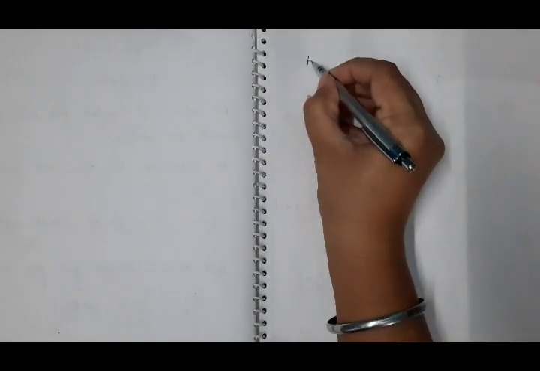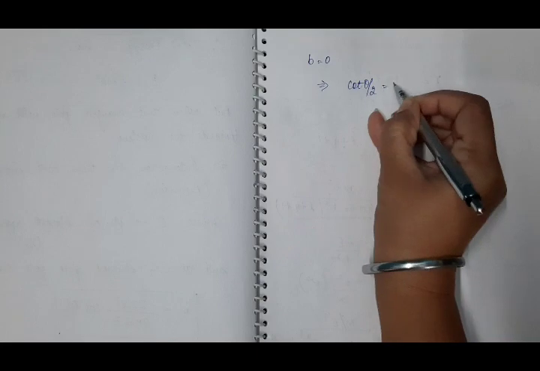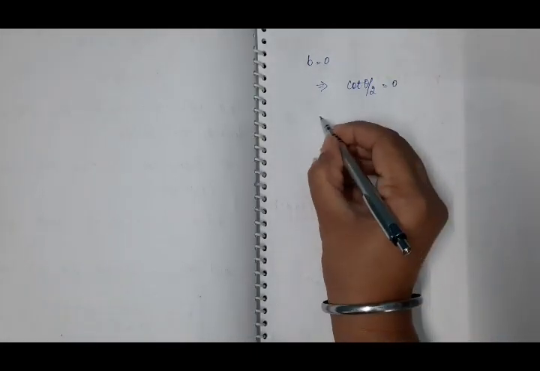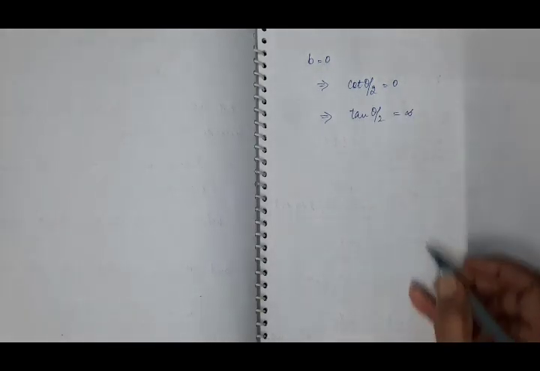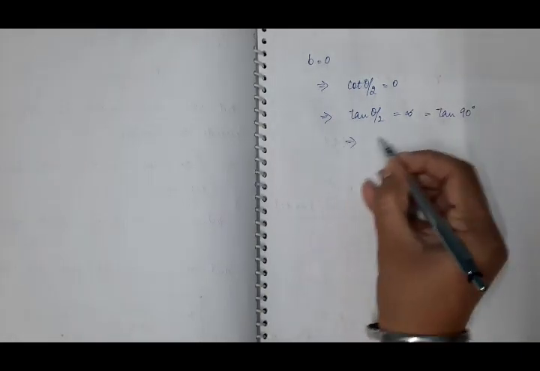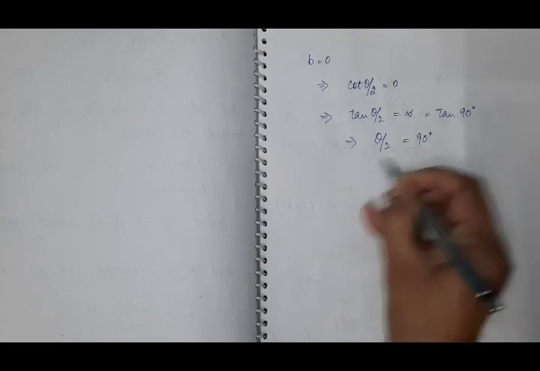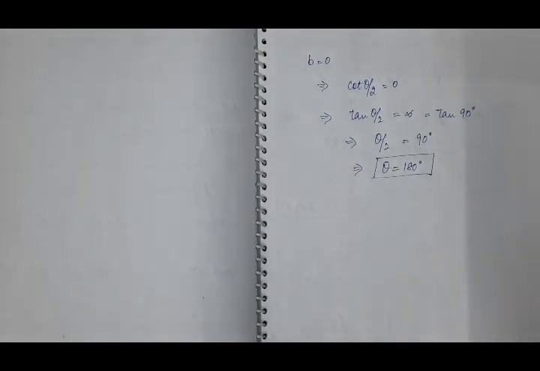If this impact parameter B is 0, it means the perpendicular distance between them is equal to 0. Then what will happen? This cot theta by 2 will also be 0. If cot theta by 2 is 0, what will be the value of tan theta by 2? It will be infinity. And we know that tan is infinite at 90 degrees. This means theta by 2 is equal to 90 degrees. So what will be theta? It will be 180 degrees. Theta of 180 degrees means there will be a head-on collision between the positively charged particle and the atomic nucleus.